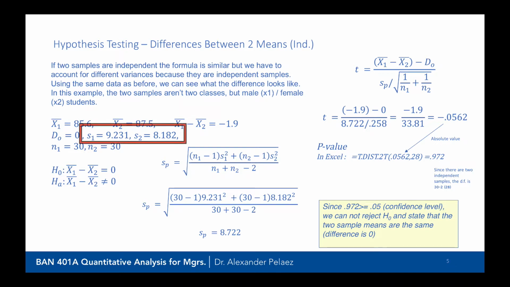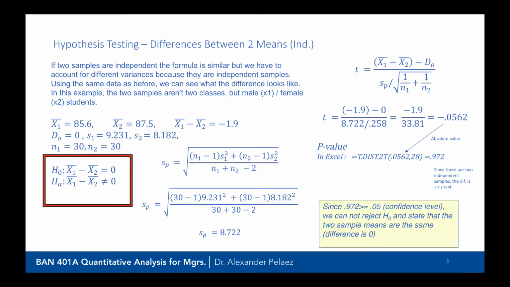Now, we would calculate a sample standard deviation for the first set, which is 9.2. Do the same thing for the second set, which is 8.1. And we have our n1 observations is 30, n2 observations is 30 as well. We set up our hypothesis test: x1 bar minus x2 bar equals 0. Our alternative hypothesis: x1 bar minus x2 bar not equal to 0. Again, we're going to do a two-tailed test.